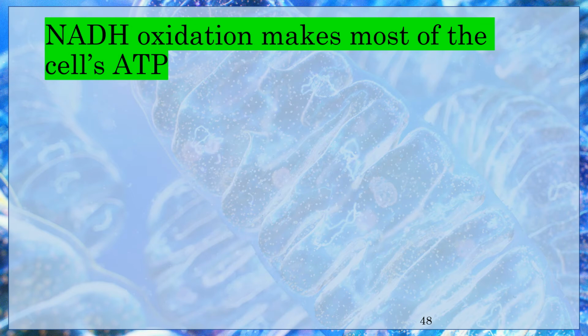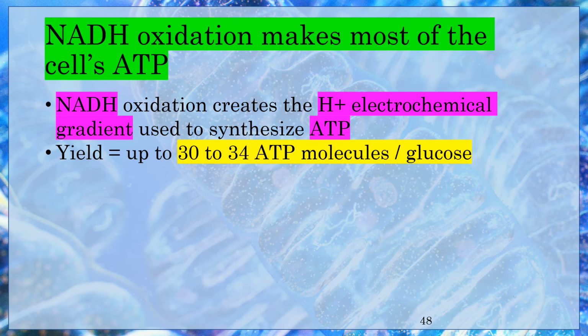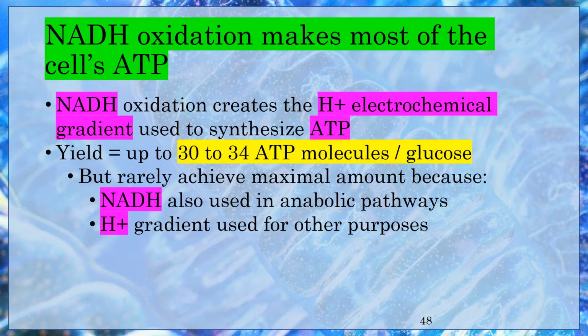Okay, so NADH oxidation makes most of the cell's ATP. The NADH oxidation creates the hydrogen electrochemical gradient used by ATP synthase. This can yield up to 30 to 34 ATP molecules per glucose molecule, but it rarely achieves its maximal amount because NADH is also used in anabolic pathways and the hydrogen gradient is used for other purposes as well.